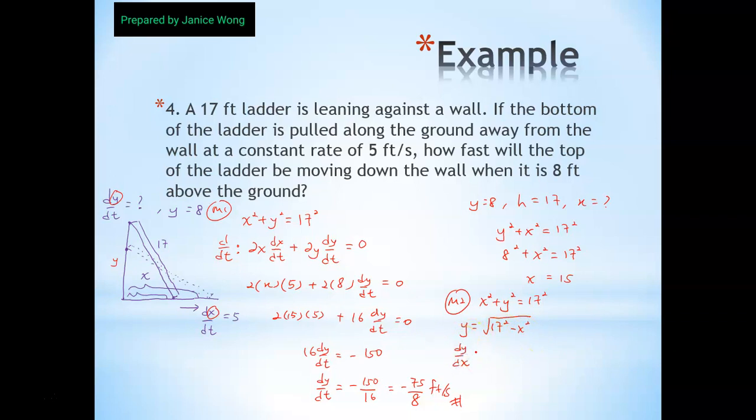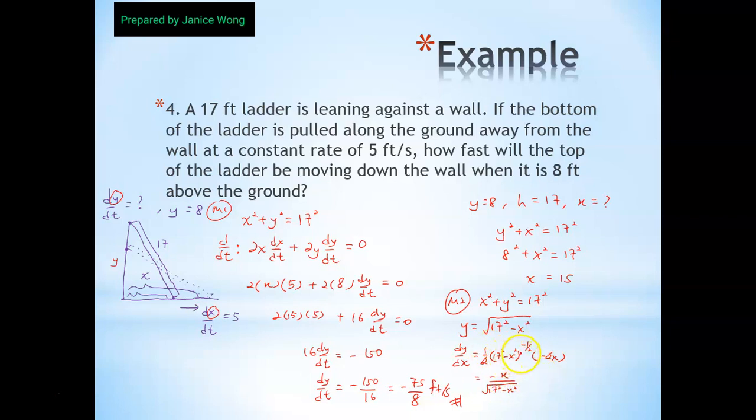Differentiate y in terms of x, we get dy over dx equals to, bring the power down, the same term, power minus 1, differentiate inside. 2 and 2 cut. This will be equals to negative x over square root of 17 squared minus x squared.